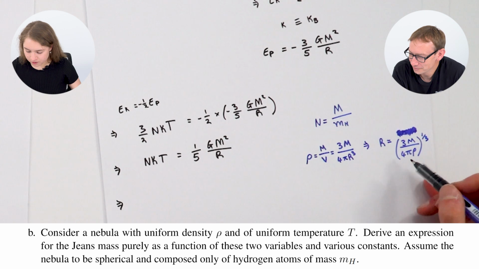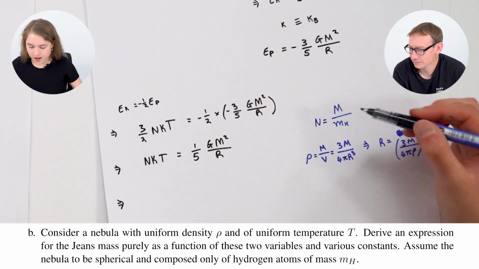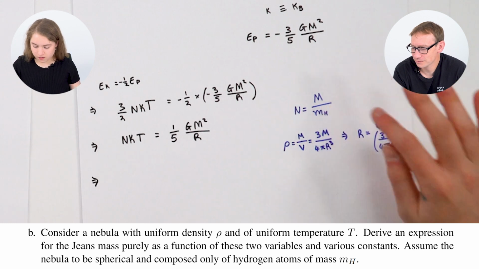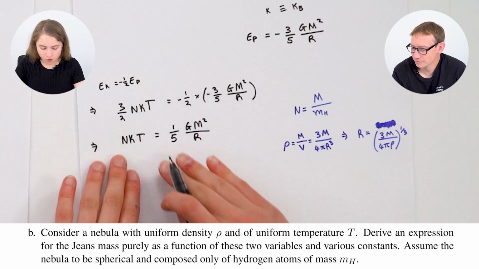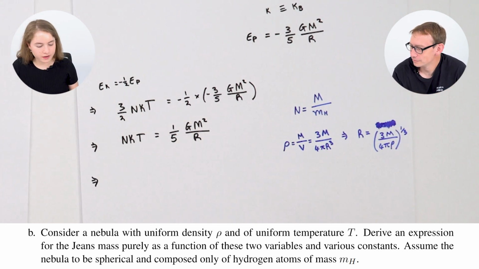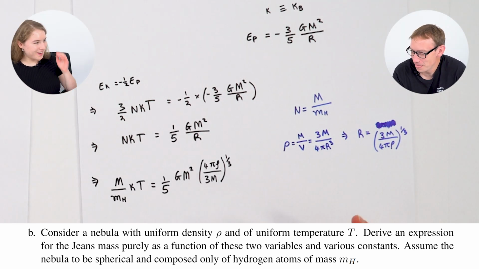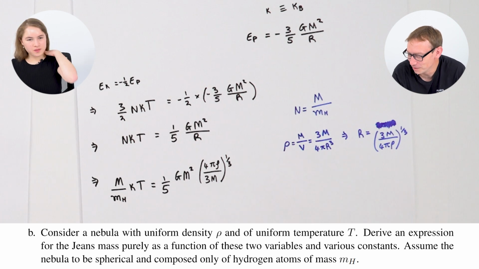So here we have the radius in terms of the mass and density, and n in terms of the mass and mass of hydrogen. So this is fine. We can substitute these things in, and then we've got an expression that only contains the variables and the constants that we want it to contain. And this looks a bit goofy, but that's okay. Yeah, it does look a bit messy at the moment.